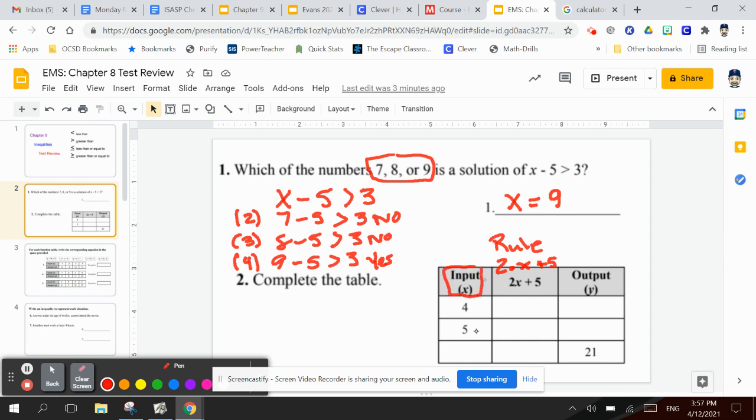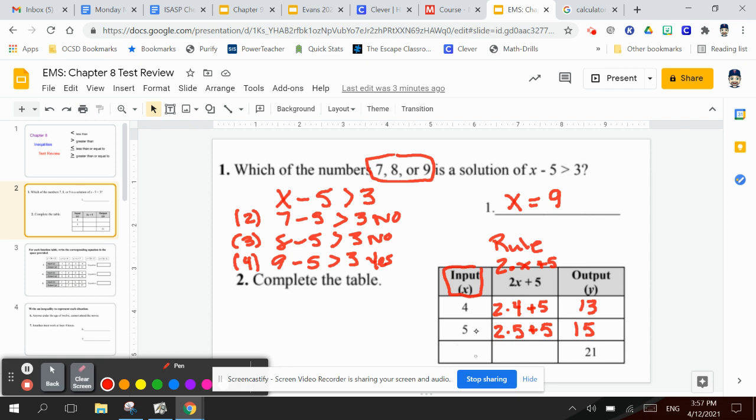I'm going to take out my x variable here in my rule and put in the value. So I have 2 times 4 plus 5. So 2 times 4 is 8. 8 plus 5 is 13. I do the same thing with 5. 2 times 5 plus 5. 2 times 5 is 10. 10 plus 5 is 15.